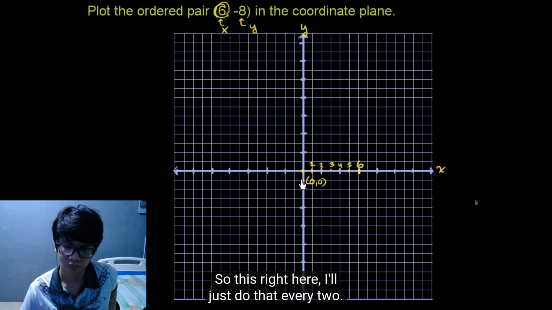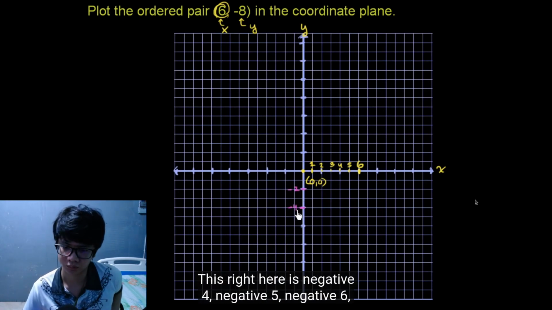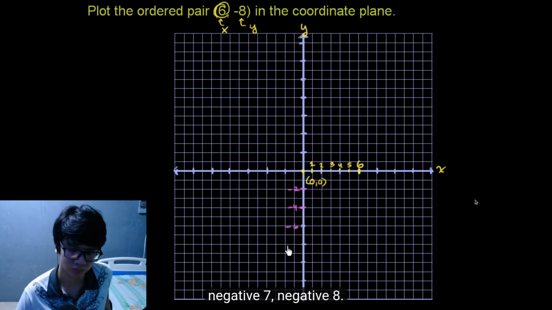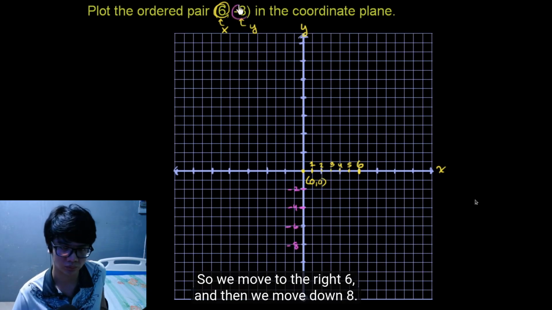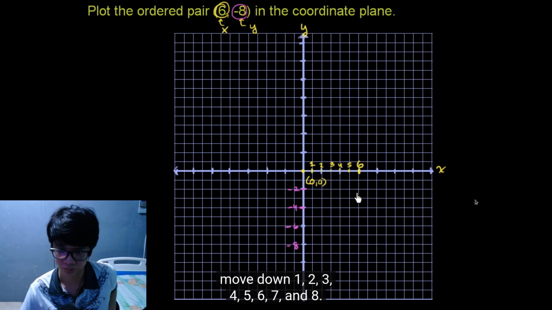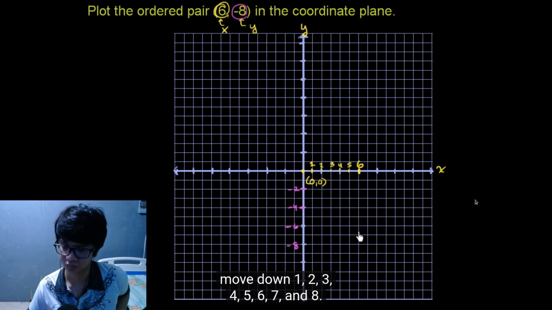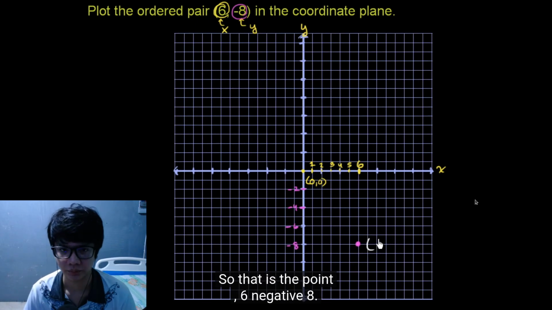So this right here, I'll just do every 2. So this is down 1. This right here is -2, -3. This right here is -4, -5, -6, -7, -8. So we move to the right 6, and then we move down 1, 2, 3, 4, 5, 6, 7, and 8. And we are right over there. So that is the point 6, -8.